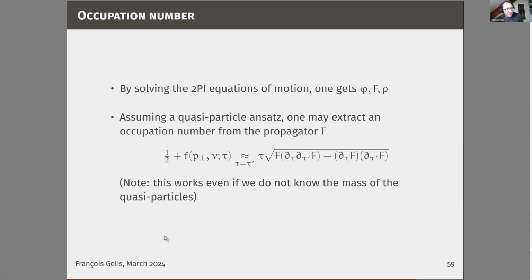One thing I should mention is how we get some physically interesting properties of the system out of the propagators, because when you solve the equations, all you get are the propagators. So the first thing you can extract is the occupation number. The assumption here is that you try to do a quasi-particle decomposition of your propagator. It's all contained in the propagator f, and in fact the combination you have to consider is f times its time derivative minus the square of the first derivative. You take the square root of that and you multiply by time, and it's 1/2 plus the occupation number.